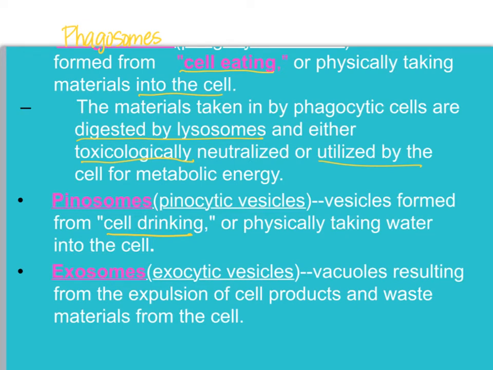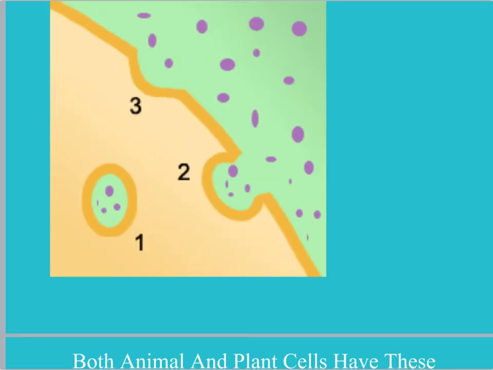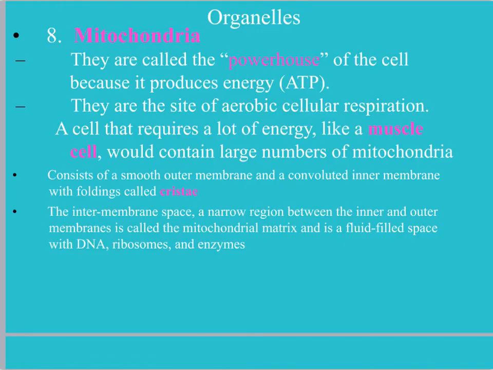Then you have exosomes. Exosomes are also little vesicles. It still looks like a little circle. They all kind of look the same. And they are vacuoles, so they store things, and eventually they are going to be expelled from the cell. Usually this is things the cell does not need anymore, or waste. So exosomes are things exiting the cell. If you look here, we have something exiting the cell. That would be an exosome.